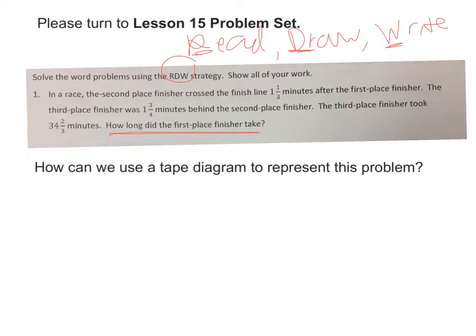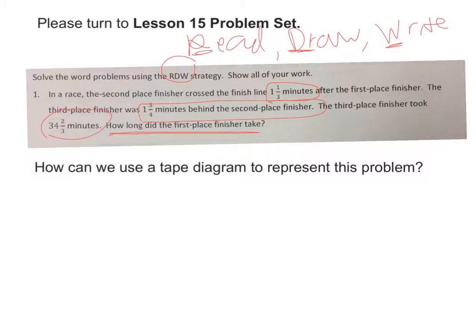So let's figure out what important information do we need. It says, in a race, the second place finisher crossed the finish line 1 1/3 minutes after the first place finisher. And the third place finisher was 1 3/4 minutes behind the second place finisher. The third place finisher took 34 2/3 minutes. So make sure you underline what the question's asking and circle all the important information. Remember, that's our 1, 2, 3 strategy we do every single day. Those of you who would like to improve in solving word problems, make sure you do these strategies.